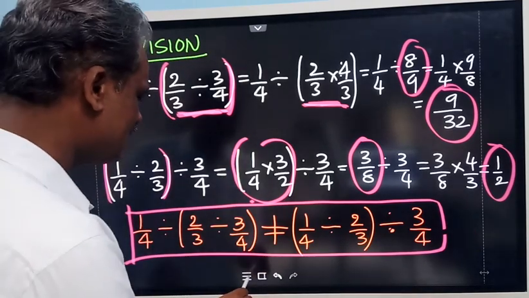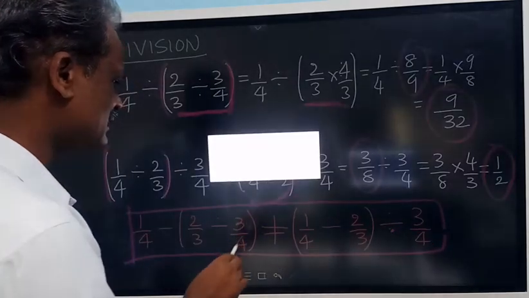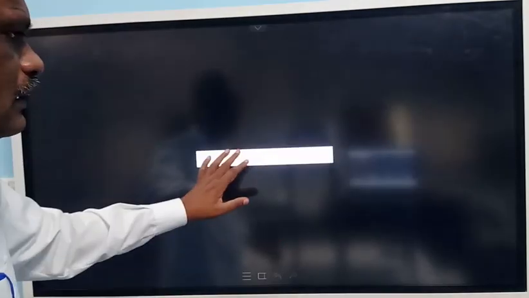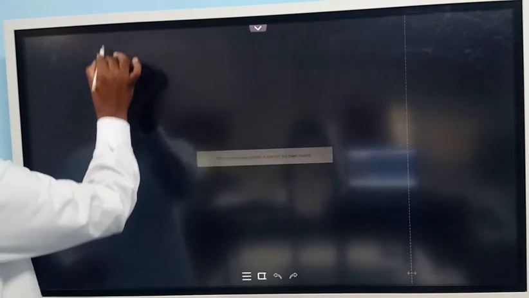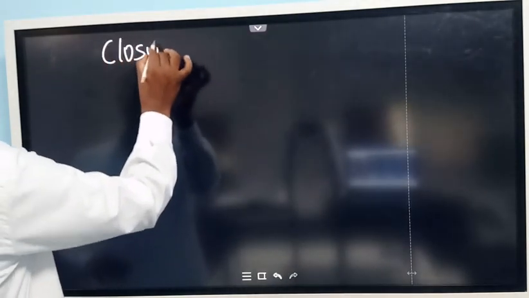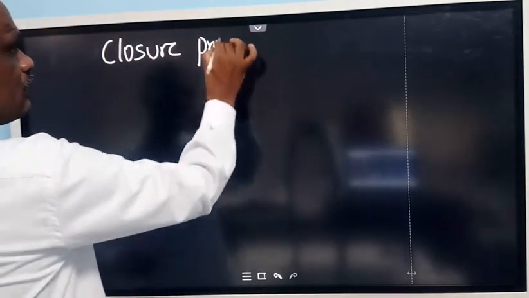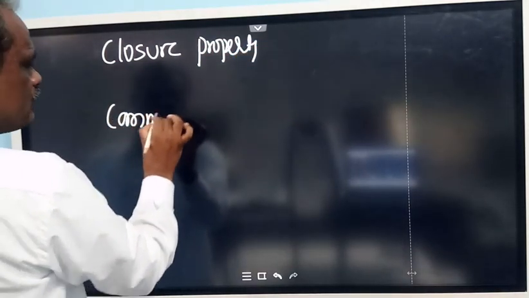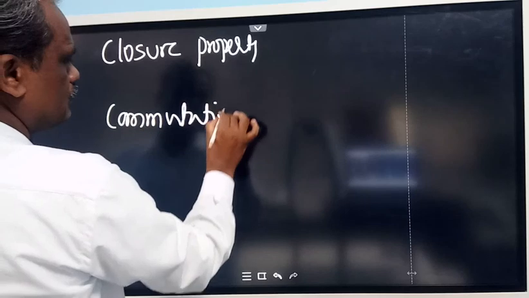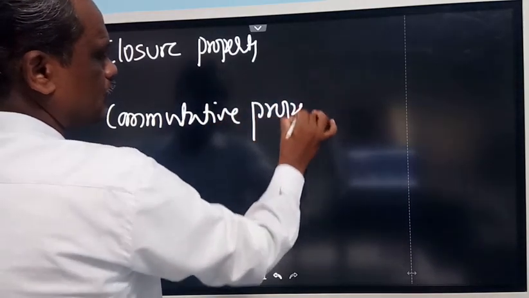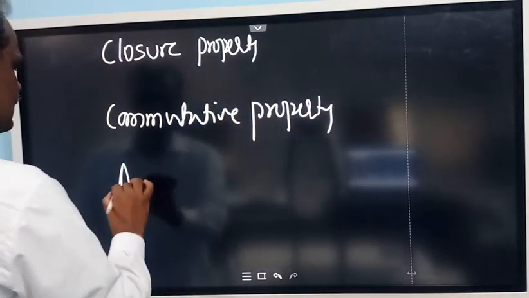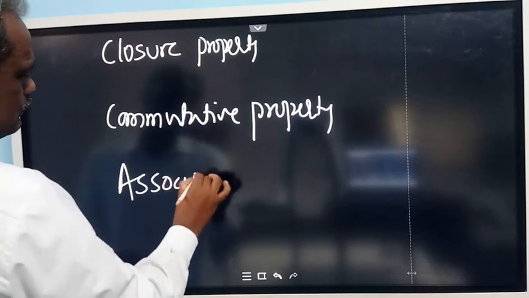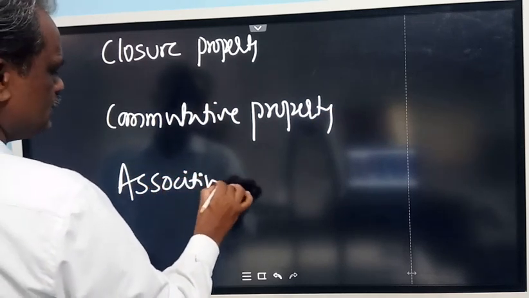So what are the properties that we discussed? Let us recall once again. First one we discussed, closure property. Then second one, commutative property. The last one we discussed, associative property.